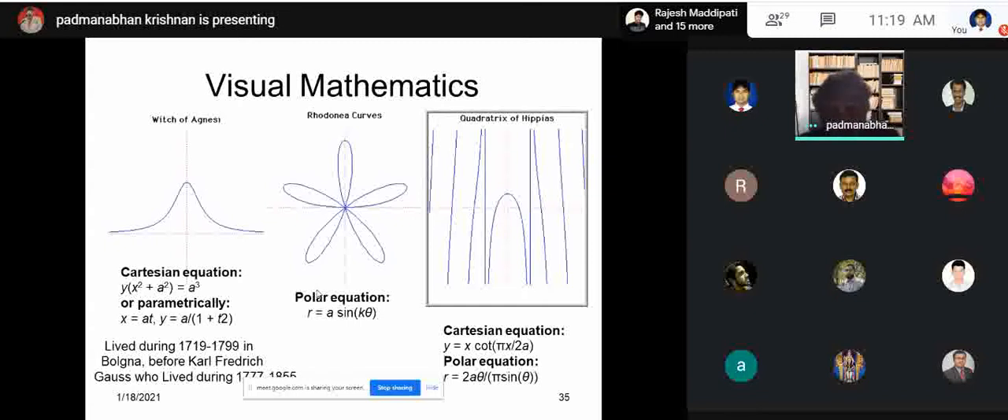Polar equation for a Rafflesia flower. Let's say you're modeling the Rafflesia flower and you're trying to see the petal strength and all that. It's a simple polar equation: r is equal to a sin kθ.